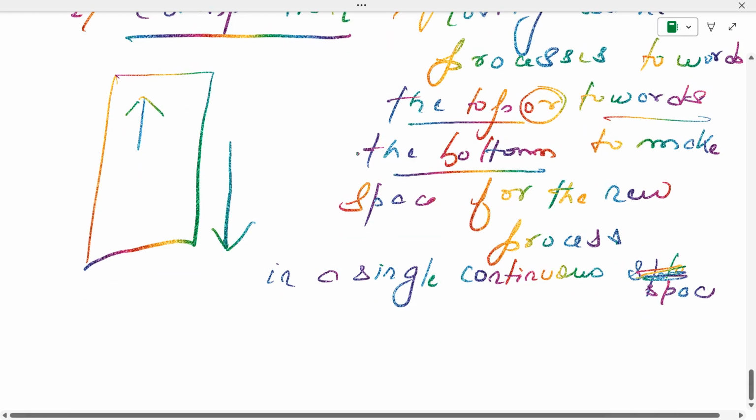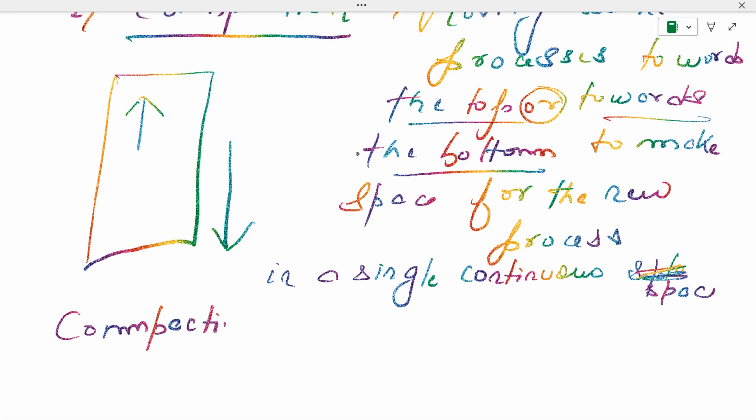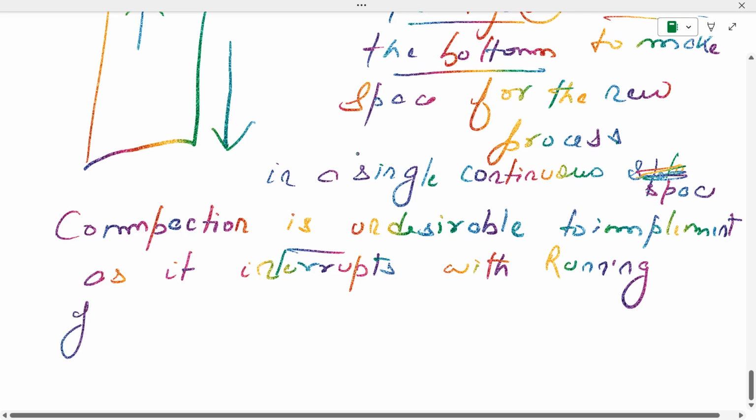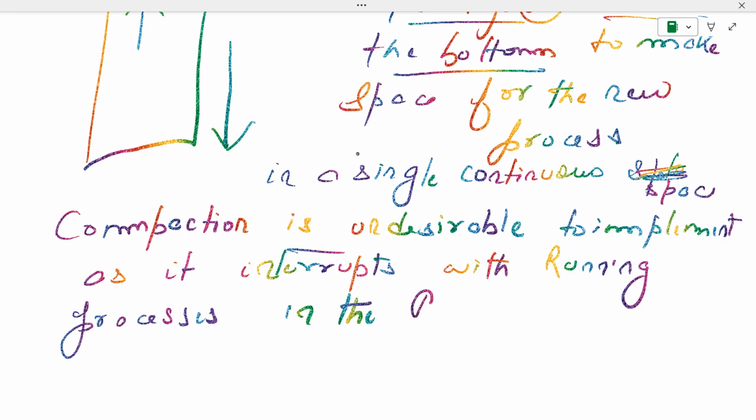But again, there is a side effect of compaction, because compaction is undesirable to implement, as it interrupts the running processes in the memory.